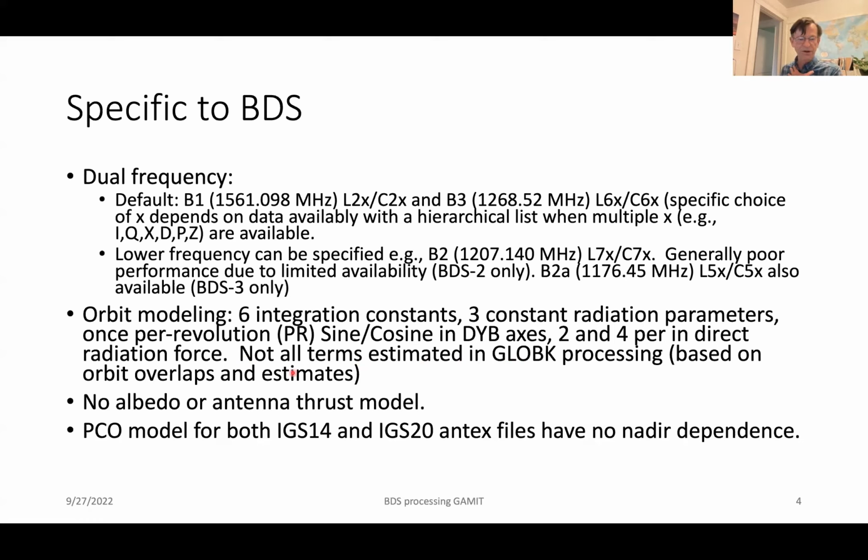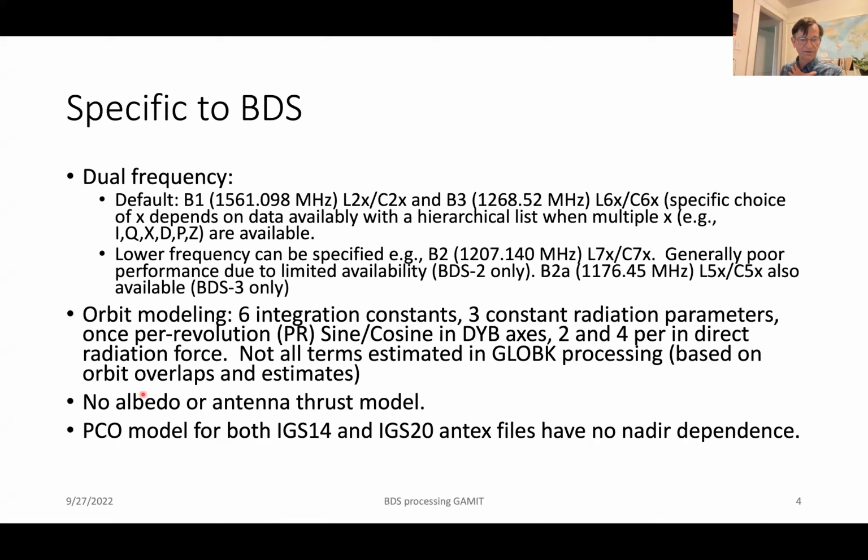And then we use orbit overlaps and the estimates and their uncertainty themselves to determine which satellites require more than the standard number we use, which is just the constant terms, the once per revs in the b-axis direction, and then twice per rev in the direct radiation forces.